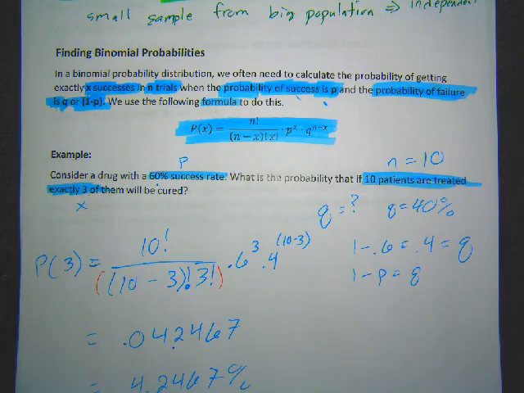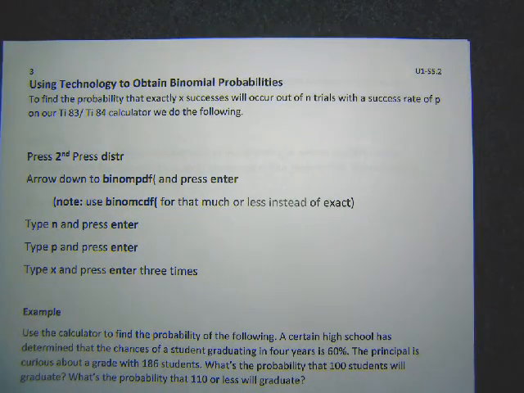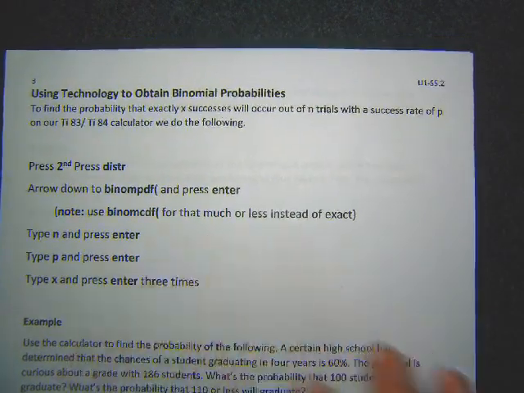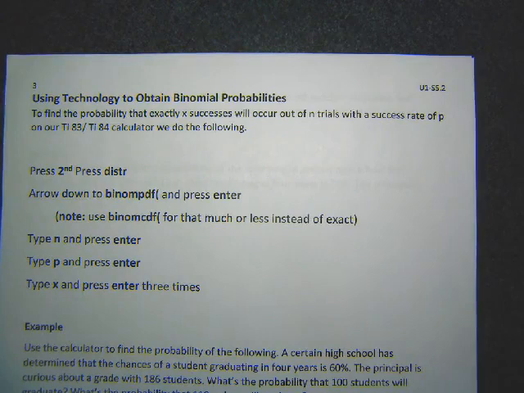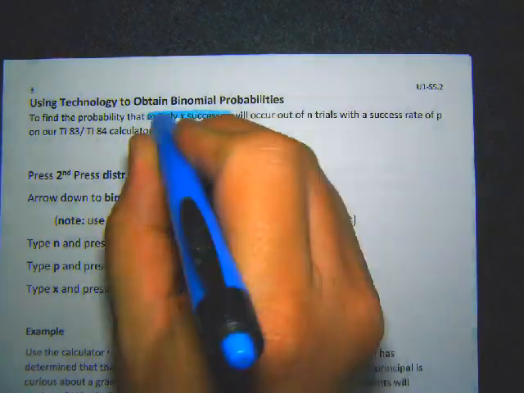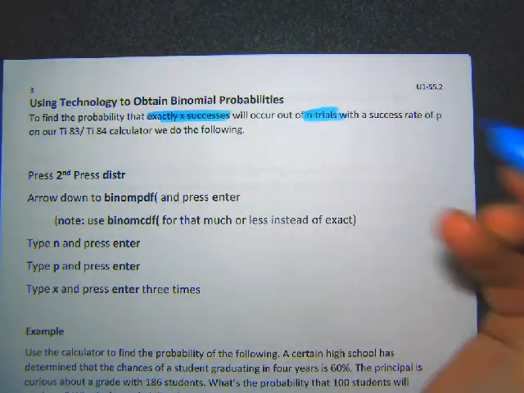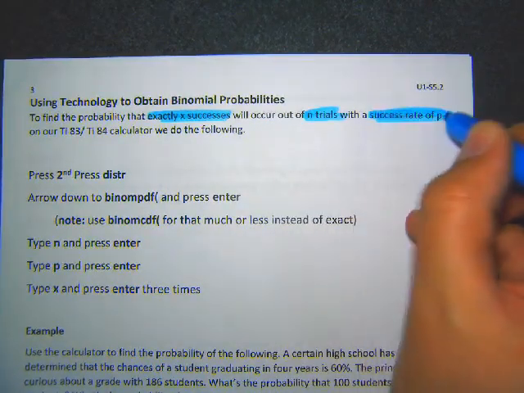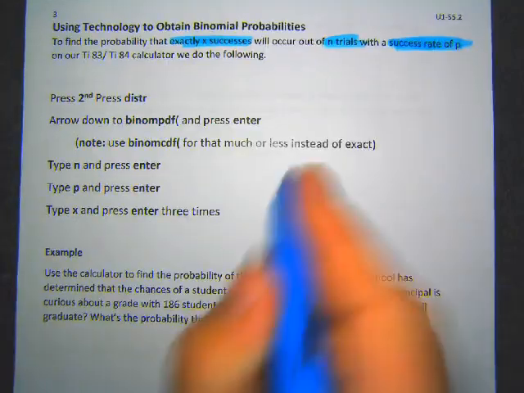If you give it that information, it'll work. So let's do that. We're going to use the calculator to find these probabilities for binomials. To do this, we just need to find how many successes there are. So if I'm doing exactly X successes with N trials and a success rate of P, so again, P is your probability of success, then you use this set of steps.